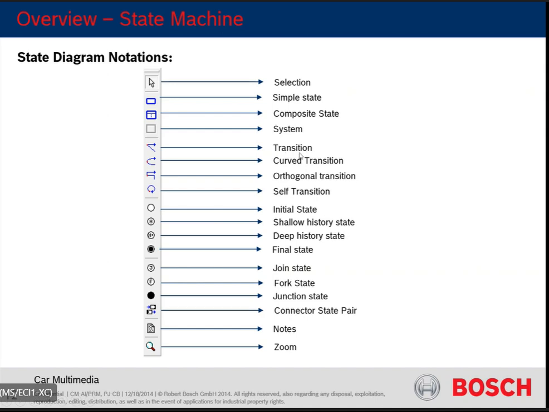There are so many transitions, curved, orthogonal. And we have a simple state also. We have composite states, because in menus and all we use the composite state, not always a simple state. We have selections, and we have join and fork states also. Connector state pair is also there. There are so many notations available to draw our state machine diagram, and with that we can show our view display.